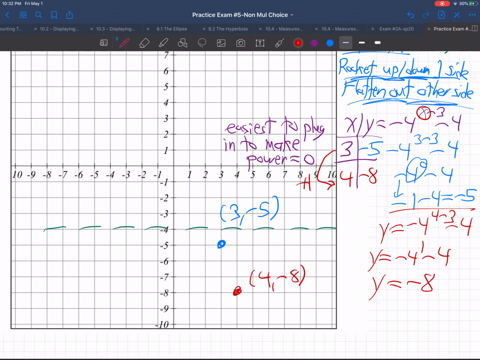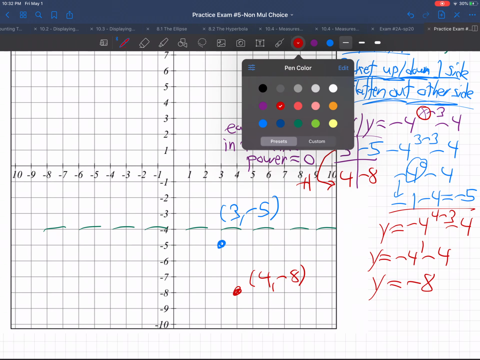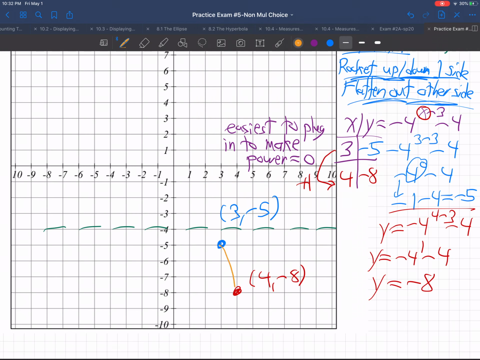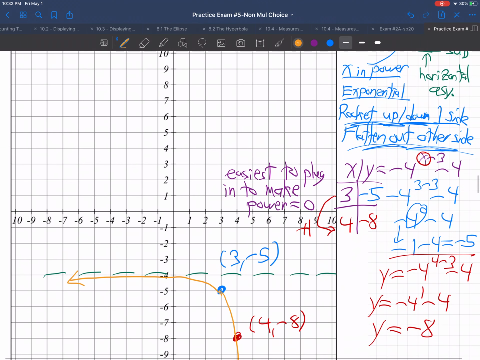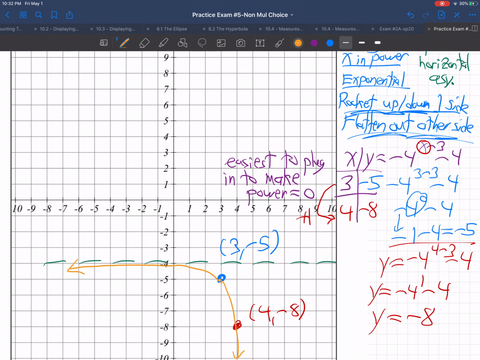Okay, that's enough information right there, so we can tell what this thing's doing. It's rocketing down to the right, and therefore it must flatten on the other side because they always rocket up or down on one side, flatten on the other. So there we go. There's a picture of that exponential function.